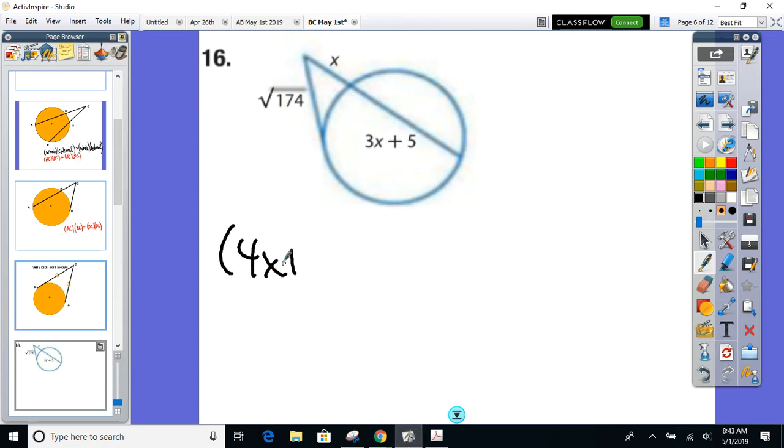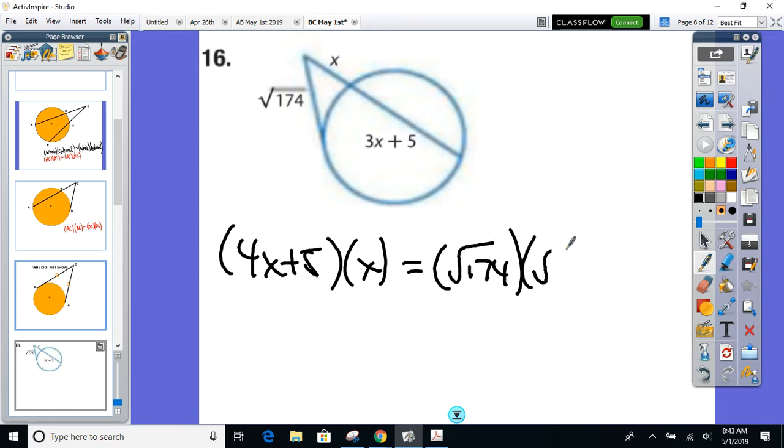Okay, everyone good? There's the whole secant. What about its external part? X. And then what about the tangent? All right, so there's the setup. That's the geometry. Unfortunately, now your algebra's got to take over.